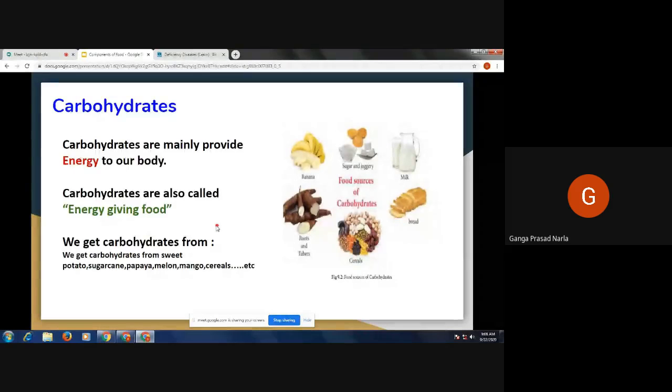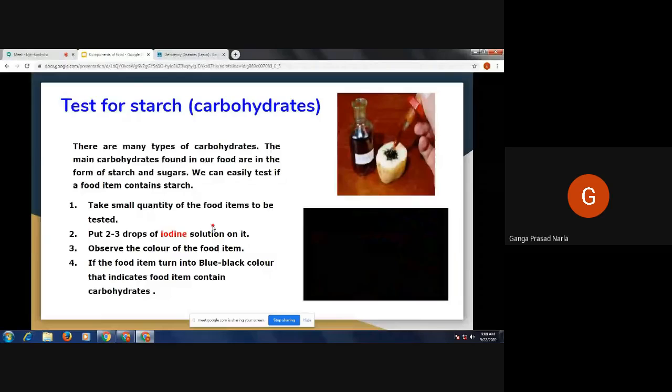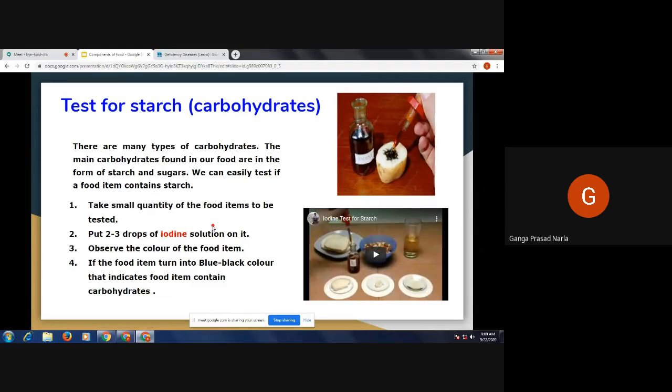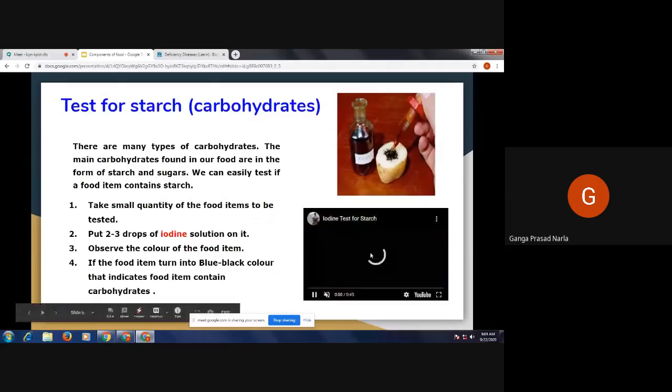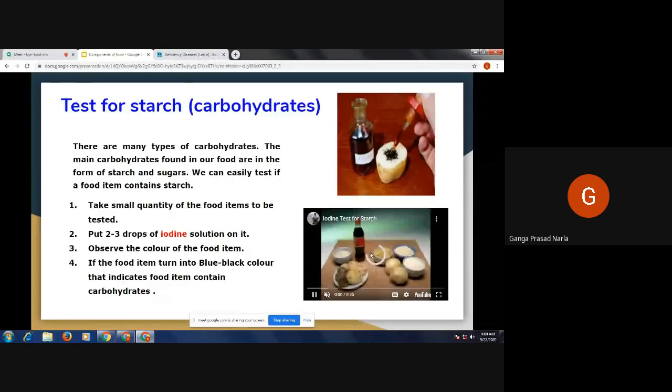Next, for the starch test: starch is nothing but carbohydrates, right? We already discussed how to identify which food items contain carbohydrates. We need to take a small quantity of the food item for the test, and put 2 to 3 drops of iodine on it. After you put iodine on it, what happens?